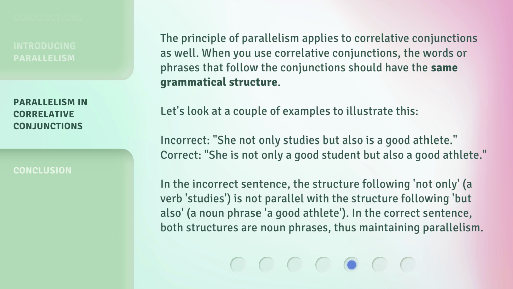In the incorrect sentence, the structure following "not only," a verb, "studies," is not parallel with the structure following "but also," a noun phrase, "a good athlete." In the correct sentence, both structures are noun phrases, thus maintaining parallelism.